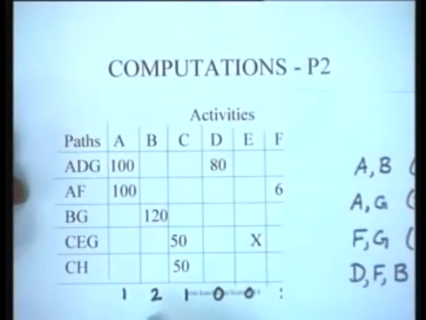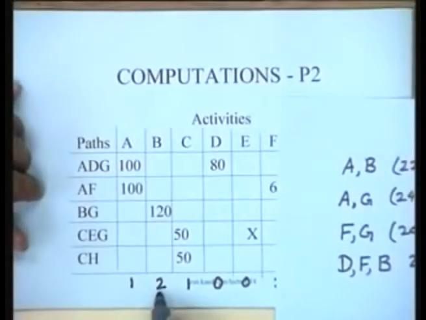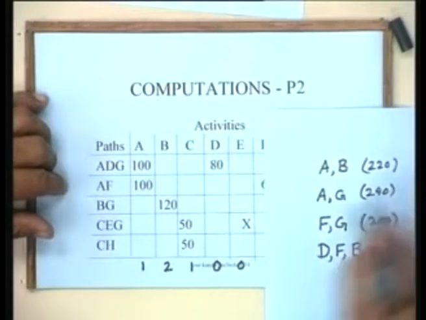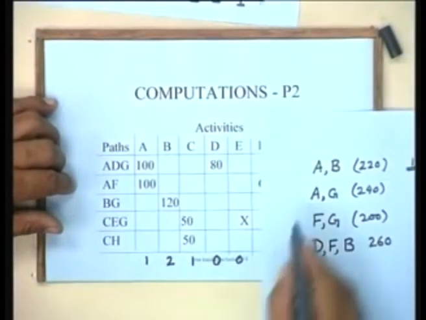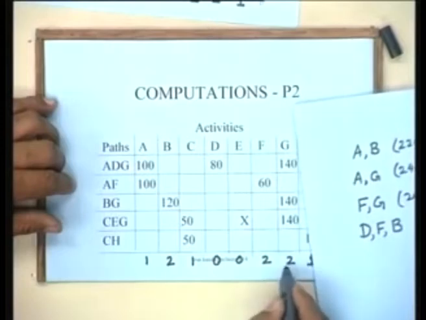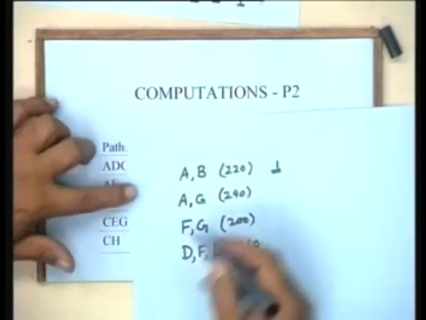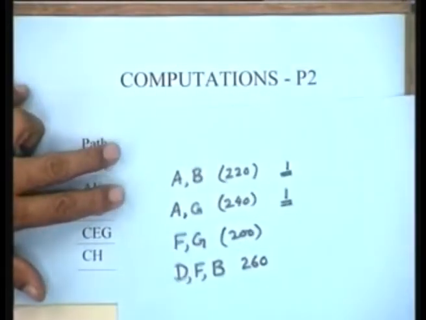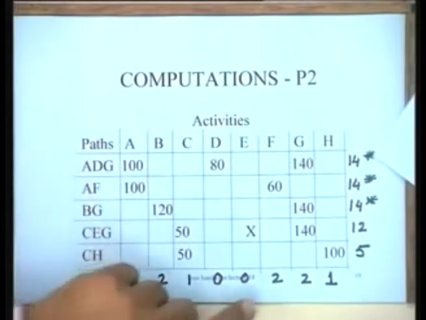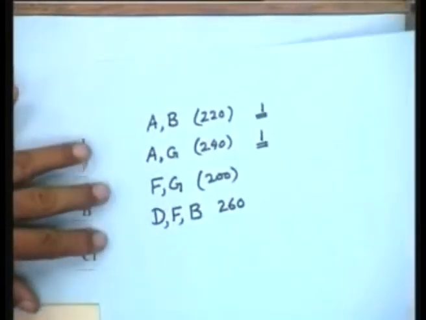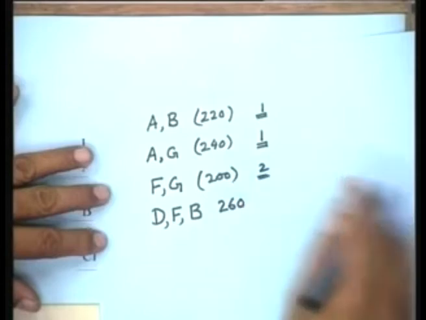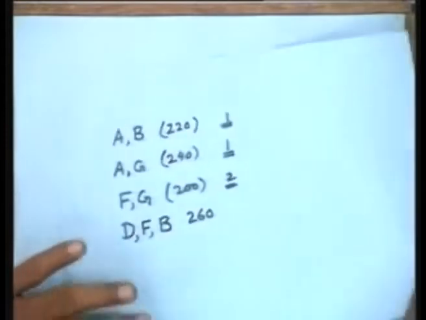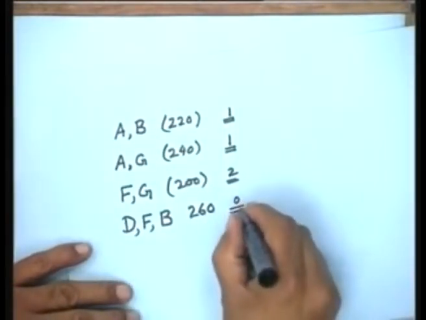For instance, A and B: A can be reduced by 1 day, B can be reduced by 2 days. So this option can be done for only 1 day, the minimum of the two. A and G, again by only 1 day. This would be possible to do only by 1 day. What about F and G? If you look at F and G, this option is available for 2 days. And D, F and B, D cannot be crashed at all. So this option is actually not available to us. We cannot do anything here at this stage.